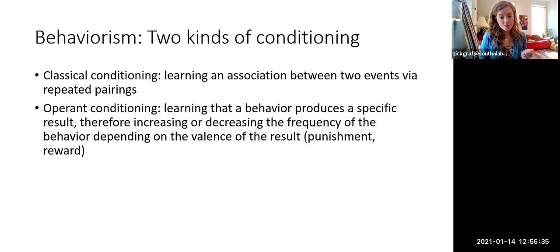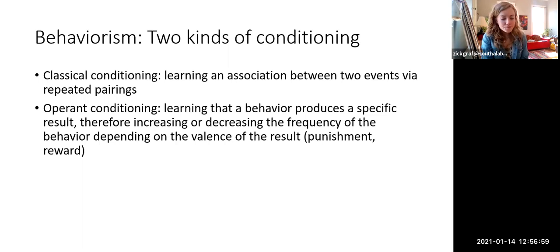Every time we open the Tinder app on our phone, we have the opportunity for sex. That's how those things acquire their meaning, through classical conditioning. Operant conditioning has to do with learning how to act. So operant conditioning involves learning that a behavior that we do produces a specific result, either a reward or a punishment, and that increases or decreases the frequency of that behavior.